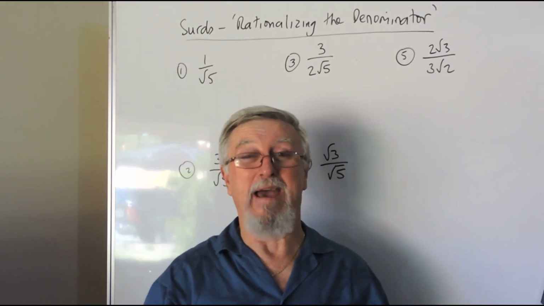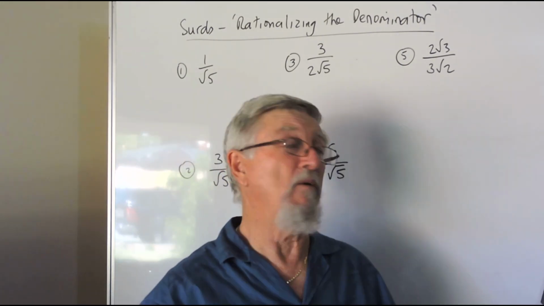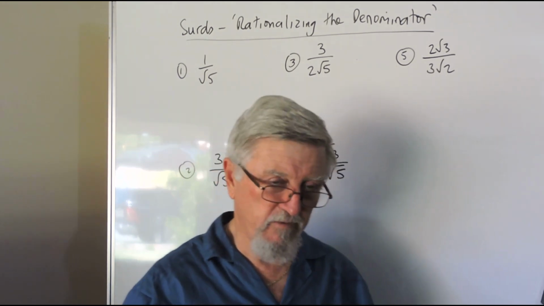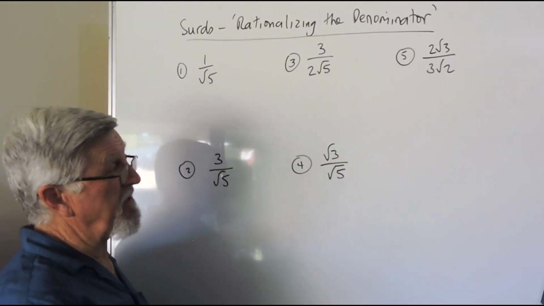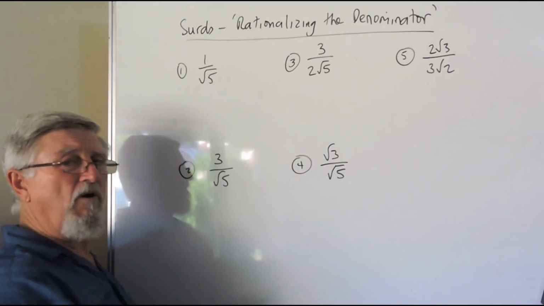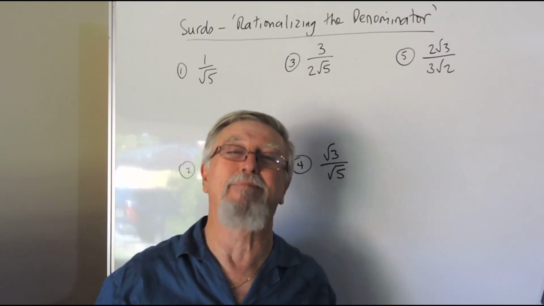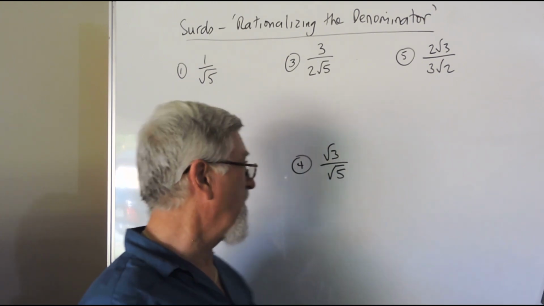Hi everyone, welcome back. Let's look at surds again, but in a different way. This time, you can see a bit more justification for what we're doing, especially when you have to do calculations with them. If you divide by the square root of 5, the square root of 5 is a horrible number to divide by. It's not a nice number like 2 or 3.